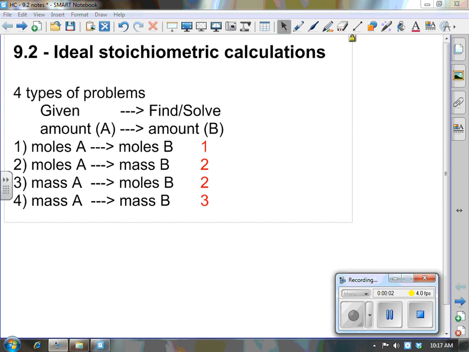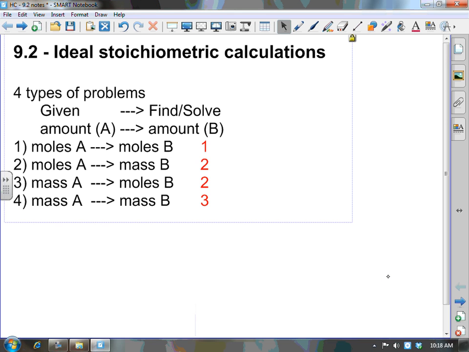In this video, we're going to look at the specific stoichiometric calculations that we will be doing in this chapter. So again, there's going to be 4 types of calculations that we'll be responsible for. And again, here's the basic setup. They're going to give you the amount of some chemical in a chemical reaction, and they're going to want you to solve for some other chemical within the chemical reaction.